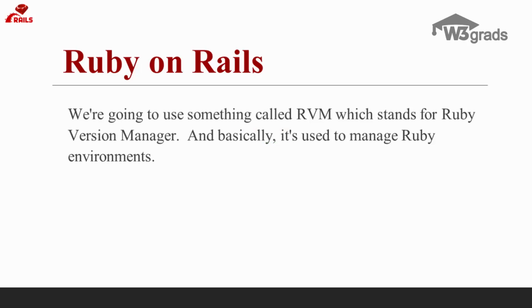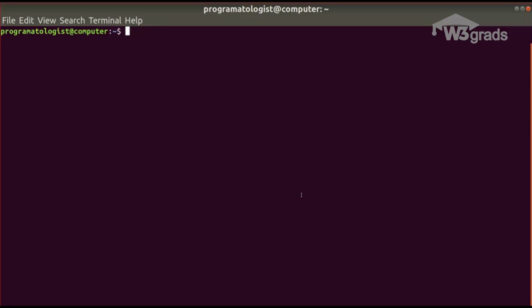Alright, so, we're going to go ahead and install Ruby on Rails in Ubuntu. And we're going to use something called Rvm, which stands for Ruby Version Manager. And basically, it's used to manage Ruby environments. So, how to install Ruby by using Rvm in Ubuntu?